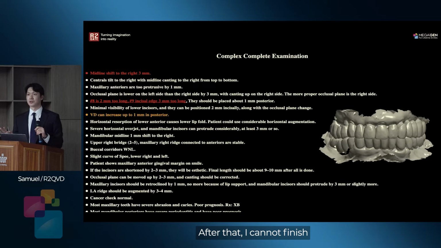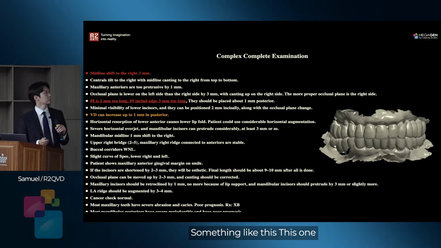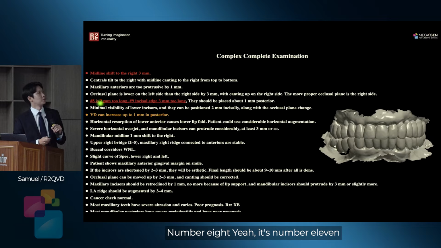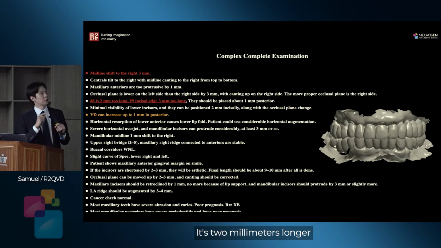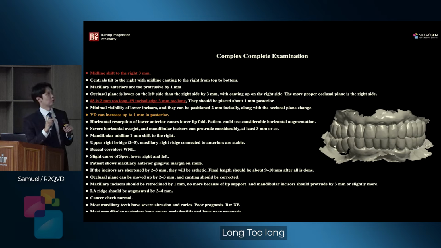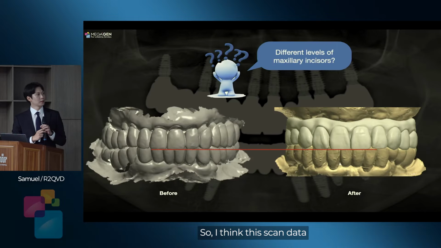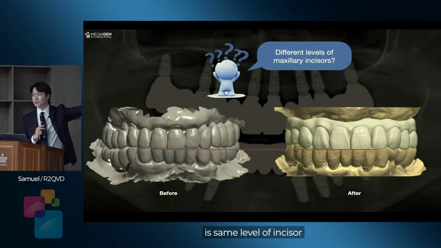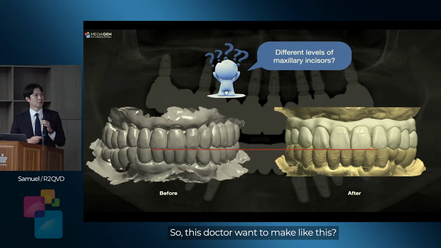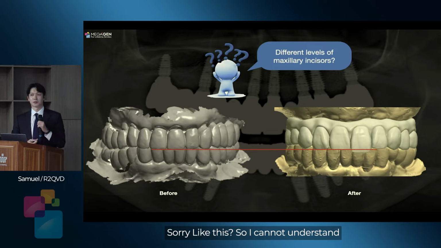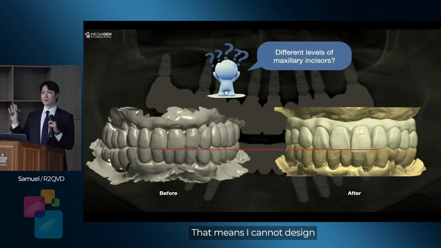After that, I could not finish because some words I could not understand. Something like this. Number 8 is, number 11 is 2 millimeter longer. Too long. And number 9 is 3 millimeter long. Okay, so I think this scan data is the same level of incisor. So this doctor wanted to make it like this. I cannot understand, that means I cannot design.